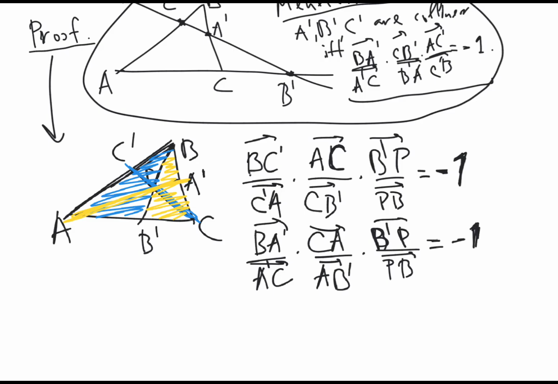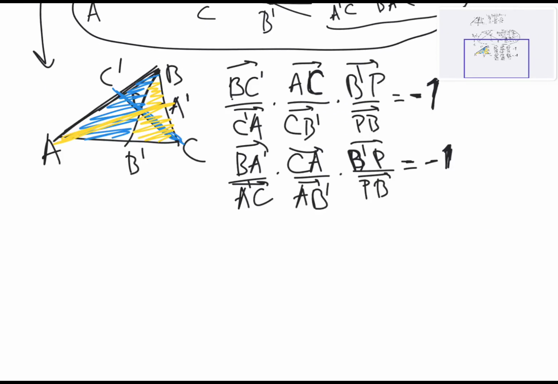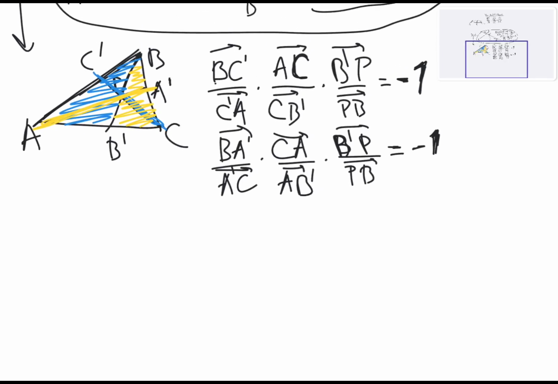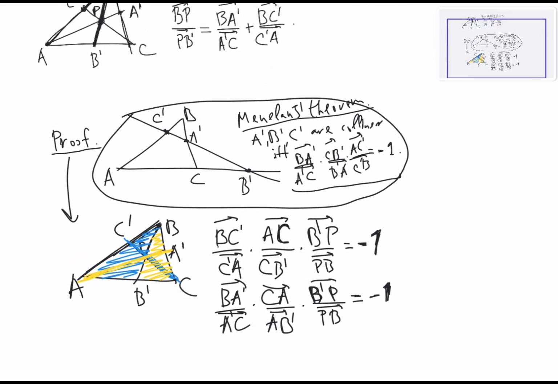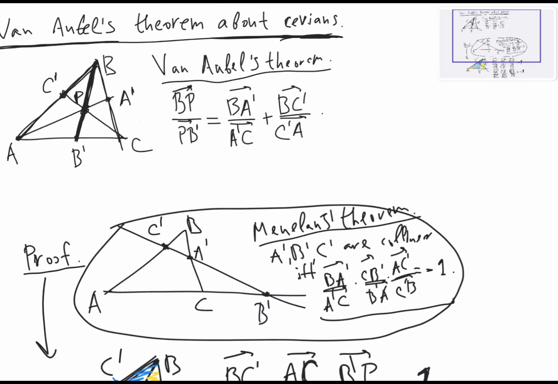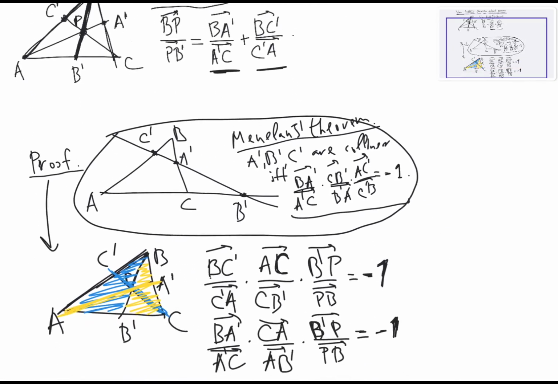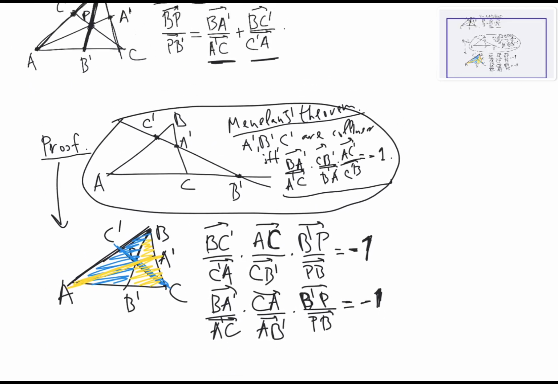So now we express, from both of these equalities, the ratios that we need involving P. We are going to express the ratios on the sides, so the ratios that we have here on the right hand side, this and this.